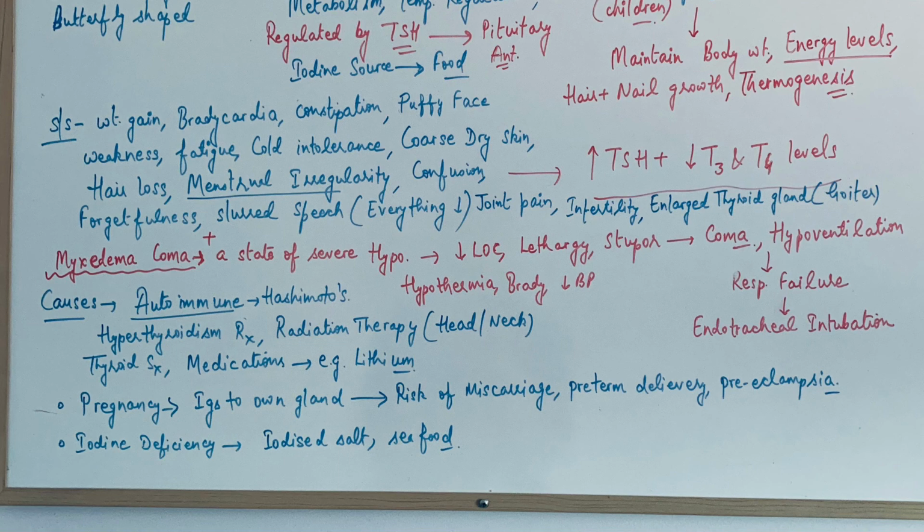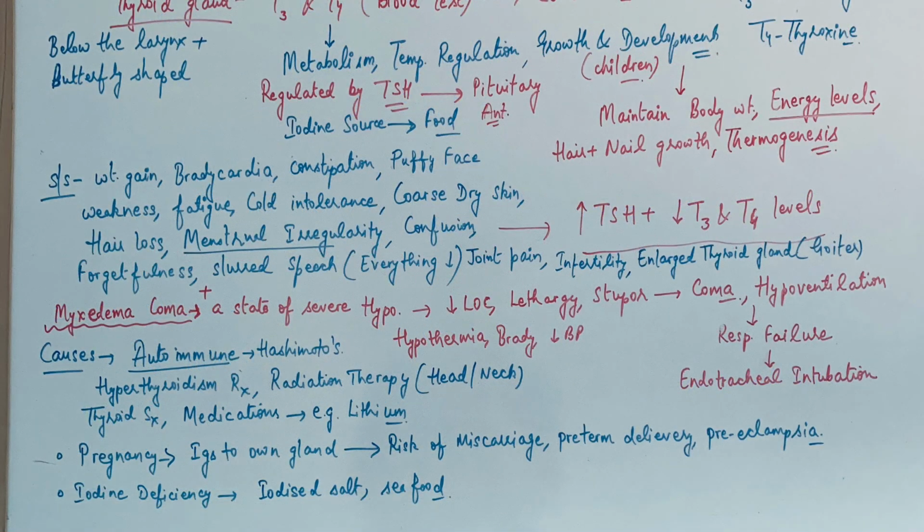Moreover, in a severe state of hypothyroidism, there can be some other more critical signs and symptoms, like a decreased level of consciousness, because everything will go further down. There will be extreme lethargy, extreme hypothermia, bradycardia, hypotension, and a stupor condition, which can lead to coma. And there will be hypoventilation.